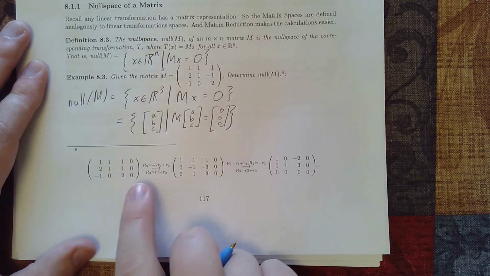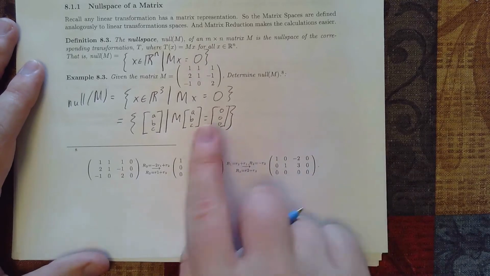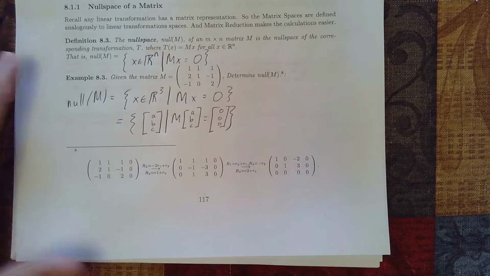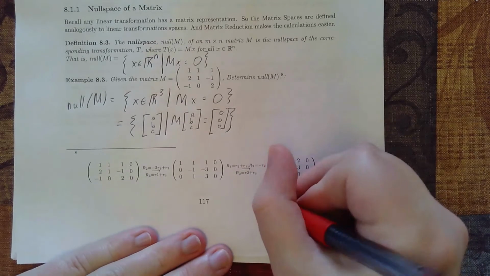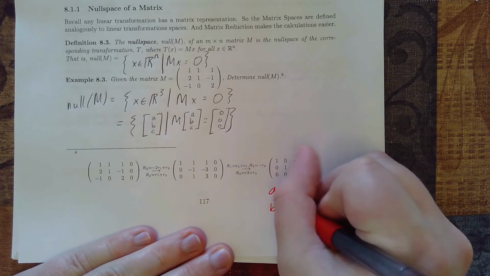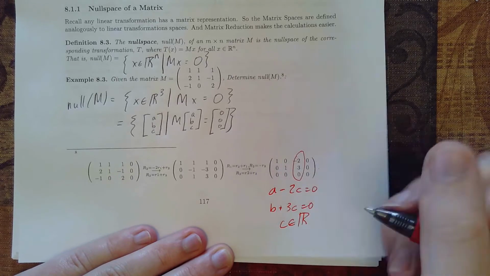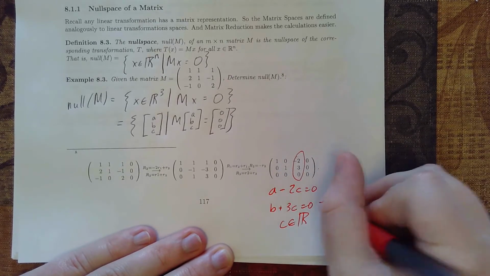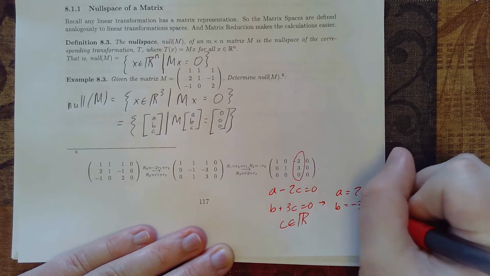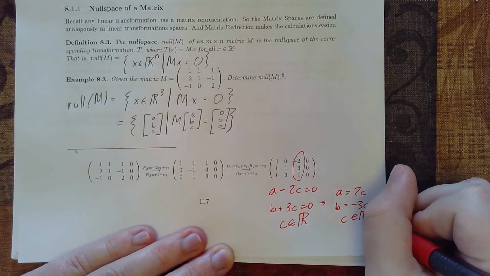So we've got this initial setup, we put the matrix, we augment with the zeros because that's how we solve for these A's, B's, and C's. And then we get the reduced row echelon form. And here what we get as equations are that A minus 2C equals 0, B plus 3C equals 0. C is a free variable because it doesn't have a leading term. And so what we get is A equals 2C, B equals negative 3C, and once again, C is a free variable. It's in the real numbers.